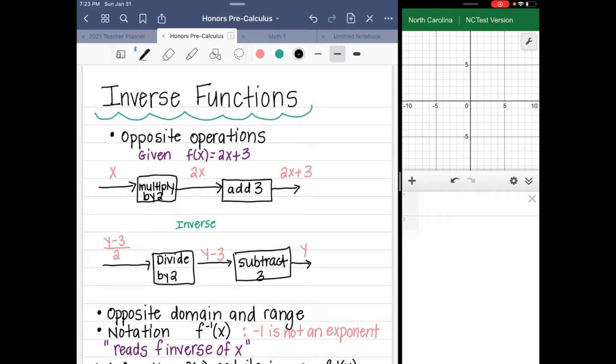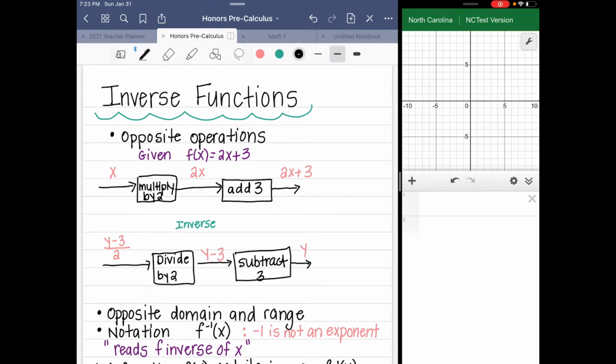All right, so for today's lesson, we're going to be doing an introduction into inverse functions. And basically, when you're talking about an inverse function, you kind of got to think back to when you were solving equations. So when you were solving an equation, if you had addition, then the inverse operation was subtraction. If you had subtraction, then the inverse operation was addition.